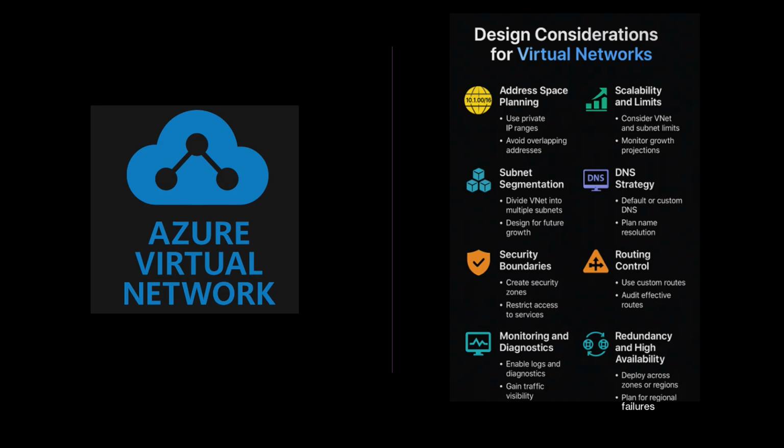Routing control might seem invisible at first, but it plays a big role in network behavior. While Azure manages system routes by default, you can take control using user-defined routes to steer traffic through NVAs or firewalls. If you are funneling internet traffic back to on-prem, you will need forced tunneling. Always audit your effective routes so you're not caught off guard by unintended traffic paths.